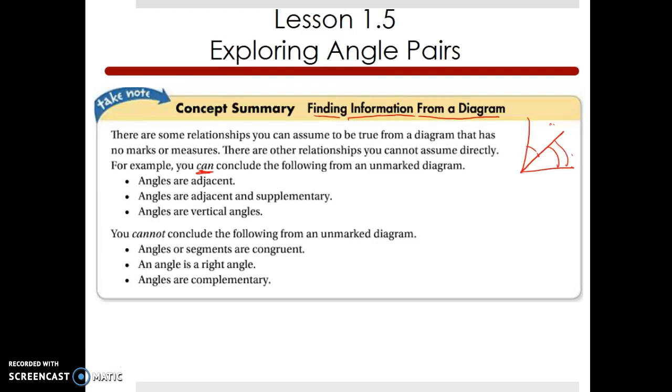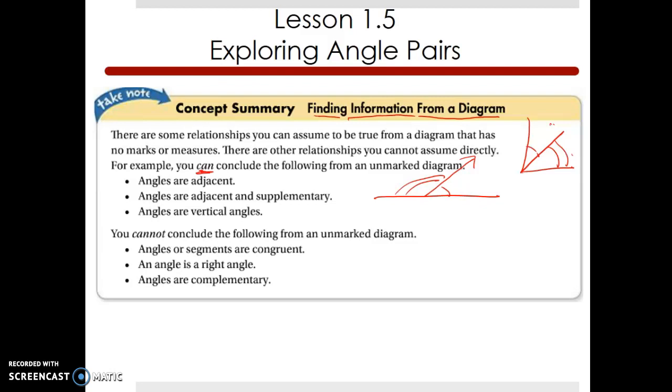The second thing you can tell by looking at a picture, so again, you do not need markings for this, is when they're adjacent and supplementary. So again, if it's a straight line and it's two angles making that straight line, you do not need markings to tell you that they're adjacent and supplementary. If it's a straight line and it's two angles, you know that they have to be adjacent and supplementary.